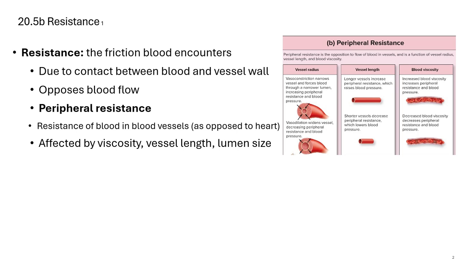So there are going to be a few things that we're going to talk about that influence peripheral resistance, meaning resistance that the blood encounters in the periphery, so out in our blood vessels, right? Not in the heart itself. And the three main factors that are going to affect resistance are blood's viscosity, the vessel length, and then the size of the lumen of our blood vessel, right?